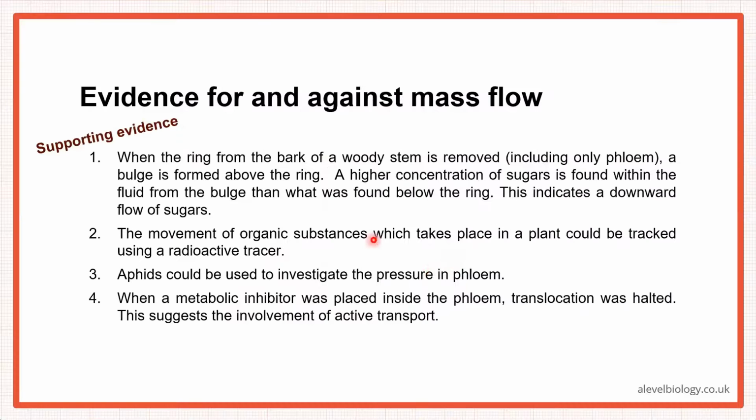ठीक है. Secondly, what other evidences are supporting this idea is that the movement of organic substances which takes place in the plant could be tracked using a radioactive tracer. So radioactive tracers can generally use these carbons. Then aphids and insects, they could be used to investigate the pressure in the phloem.